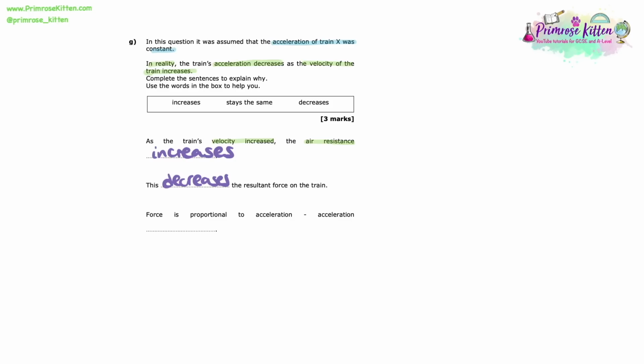So now it says force is proportional to acceleration. Because that resultant force has decreased, the acceleration will do the same because it's proportional, and it will also decrease.